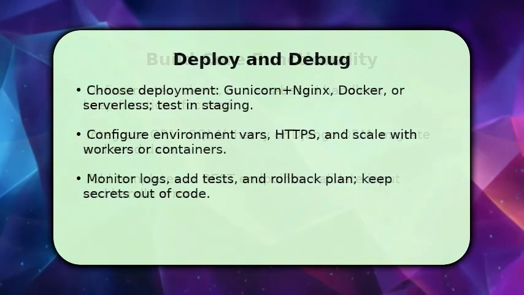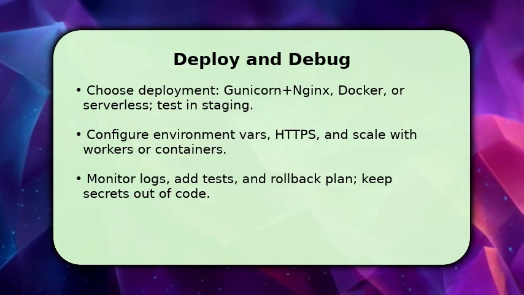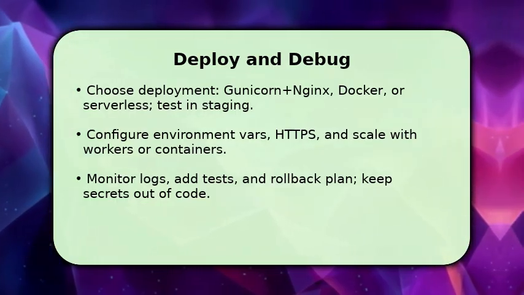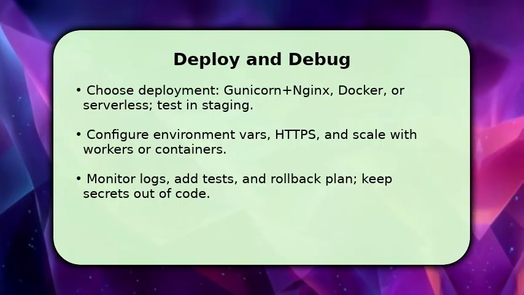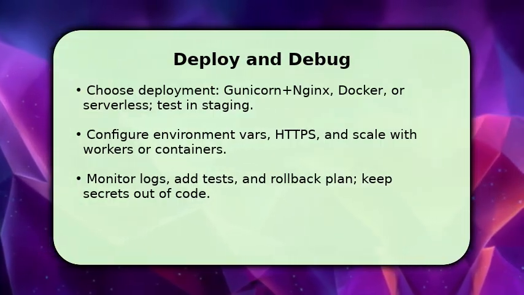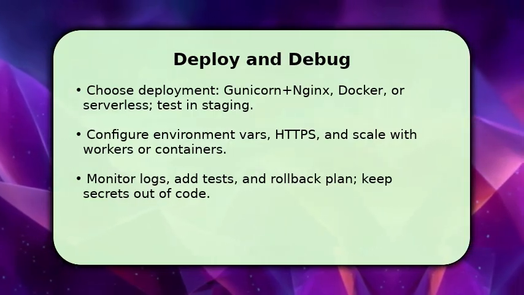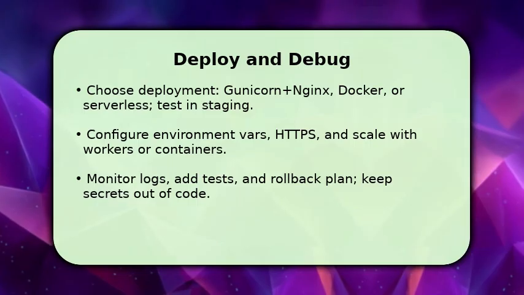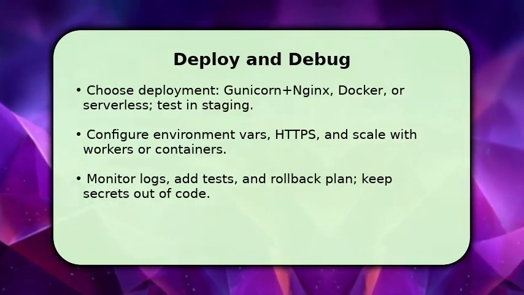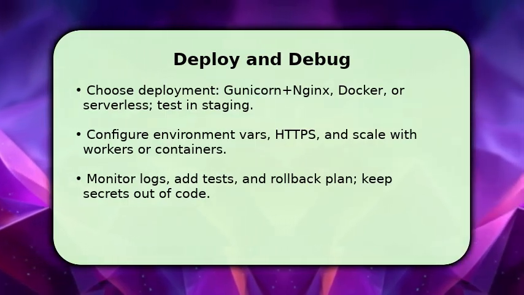Finish by deploying to production with a reliable stack: Gunicorn behind Nginx, Docker containers, or a managed platform. Configure environment variables for secrets, enable HTTPS and scale workers or replicas based on load. Once deployed, monitor logs and metrics and run end-to-end tests in staging before promotion. If something breaks, check logs first, reproduce locally, then roll back to the last stable release. This is your quickest recovery. Make sure CI runs tests and avoids deploying broken code.